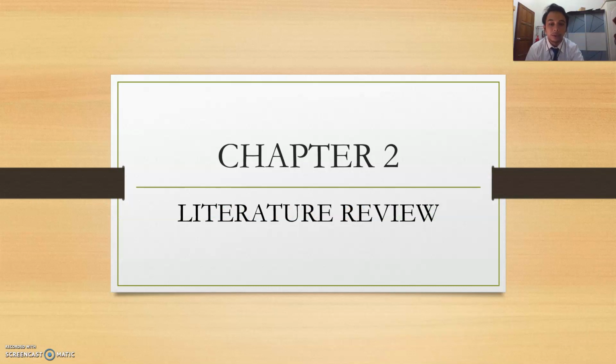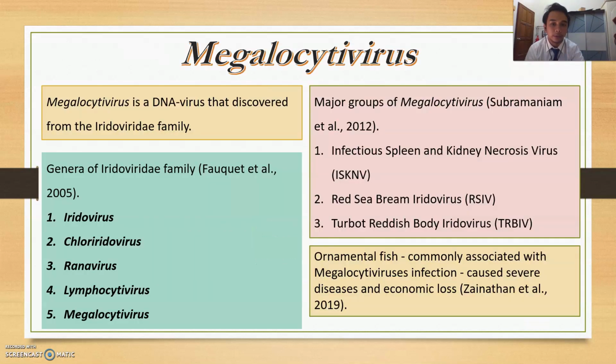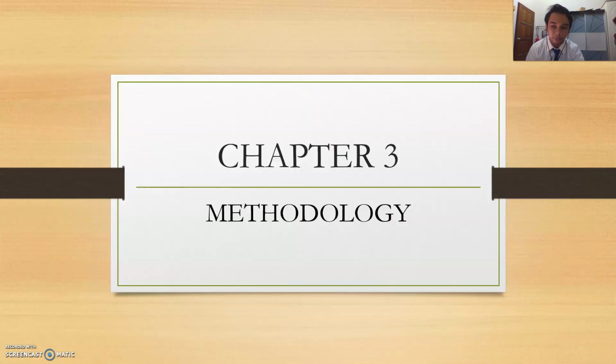Move to the literature review, or chapter 2. As you can see from figure 2.1, it is a standard morphology of neon tetra, and table 2.1 shows us the taxonomy of neon tetra. Megalocytivirus is a DNA virus discovered from the Iridoviridae family. There are three major groups of Megalocytivirus, which are ISKNV, RSIV, and TRBIV.